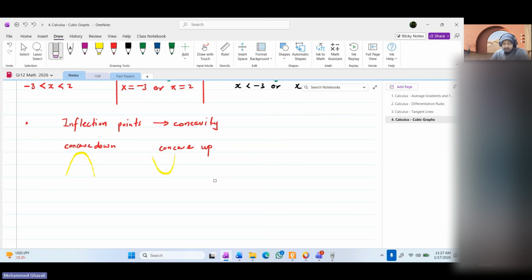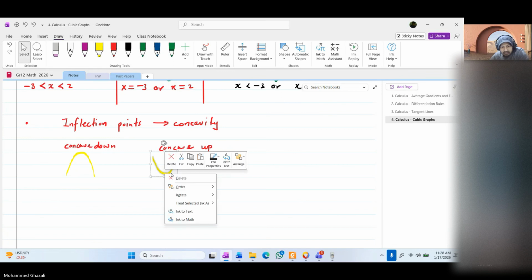Right. But now in a cubic function, we don't have just concave down or concave up. We have a mixture of both. So what we're going to do now is combine these graphs. Watch here. I'm just going to change this into a different color and combine these two graphs.